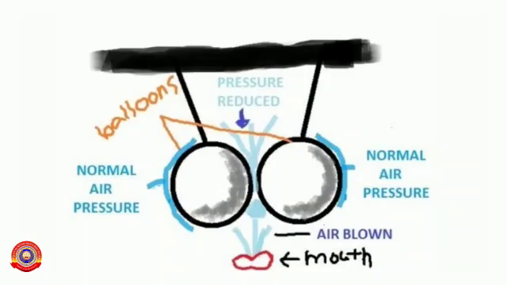When air is blown between the balls, the air between the balls moves faster. As a result, the pressure of air between the balls decreases. As the pressure of air around the balls is comparatively higher, the balls are pushed closer to each other.